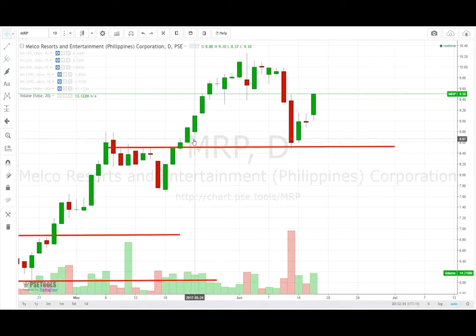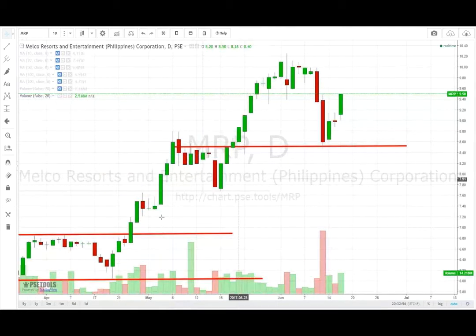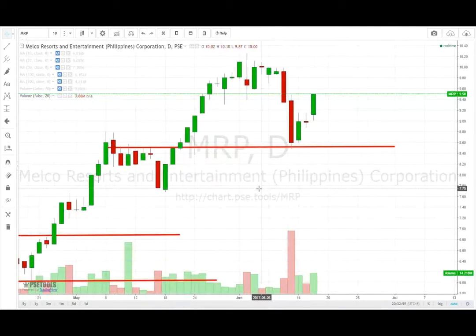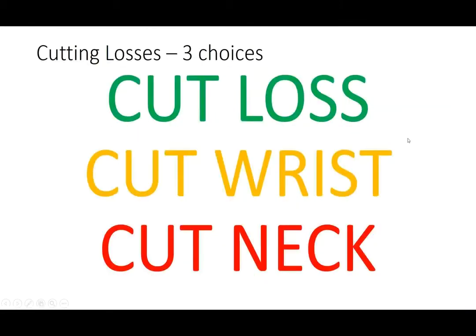Like this one, it went beyond 840. Your cut loss, let's say, was 850 something, and then it went up a bit. Cut near the end of the day or at the close of the day, once the candle has formed. Otherwise, you'll get whipsawed. Please, please, please, cut. I always tell people, you have 3 choices: you can cut loss, you can cut your wrist, or you can cut your neck. You lost your life savings.